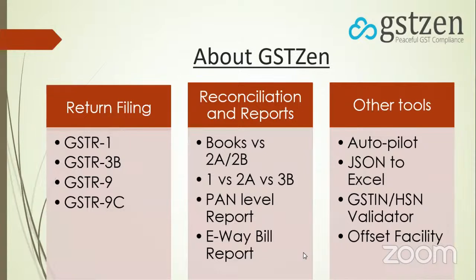You can file GSTR 1, 3B, 9, and 9C. You can also get reconciliation reports for comparison between purchase register and GSTR 2A, 2B. Similarly, for GSTR 1 and sales register, PAN level reports, consolidated report where we compare various returns like GSTR 1, 2A, and 3B. You can also get the e-way bill report. There are some tools such as Autopilot. It helps you perform a single function for multiple GST numbers at a time. JSON to Excel conversion, various validators which help to validate your information like GST numbers and HSN.